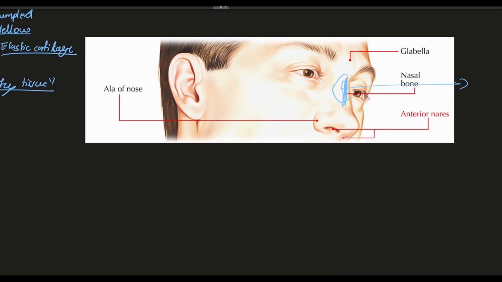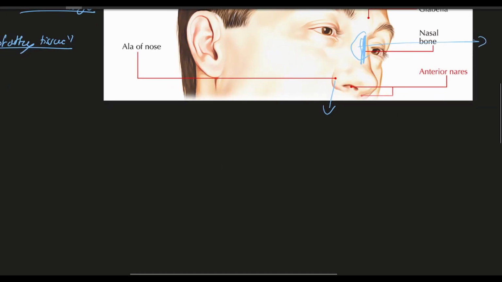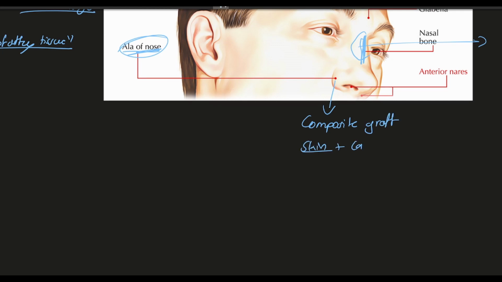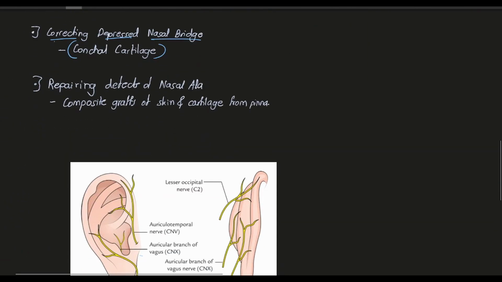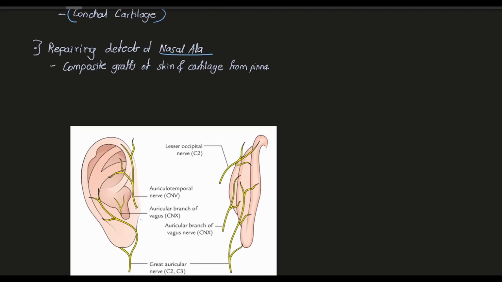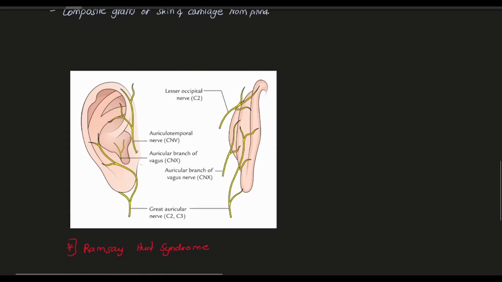And also for correction of a defective ala of the nose, we can use a composite graft that contains both skin as well as cartilage from the pinna. These are the different structures from the ear that can be used as grafts.